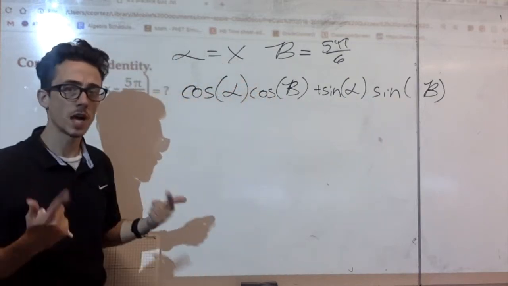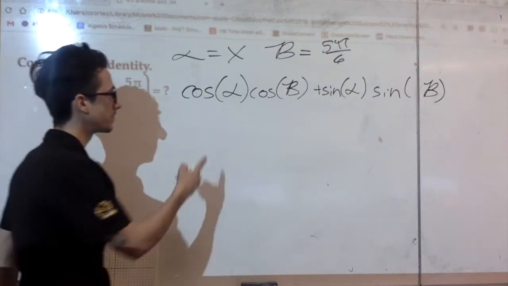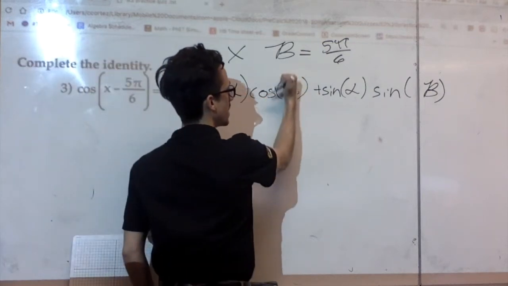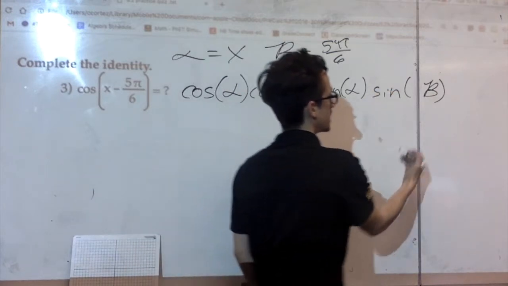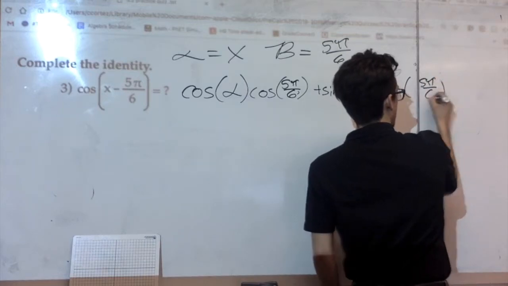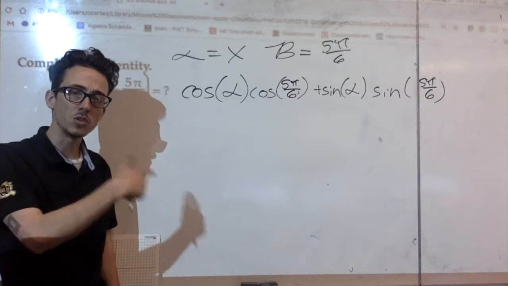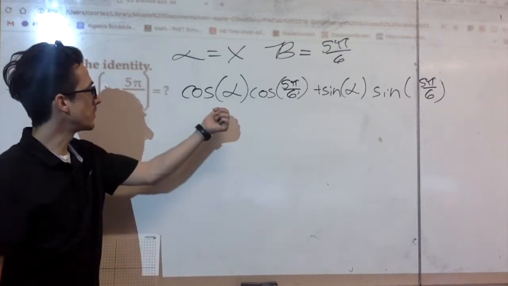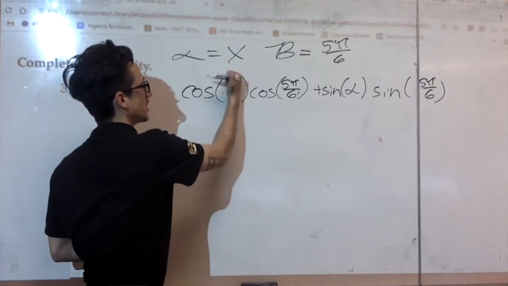So notice that we use opposites here just with cosine. So if I fill in accordingly, instead of cosine beta, I'll put 5 pi over 6. Instead of sine beta, 5 pi over 6. Where I see students trip up the most is finding what these values are. So cosine alpha, you could leave that as x, or I'll actually do that. I'll rewrite x in here.